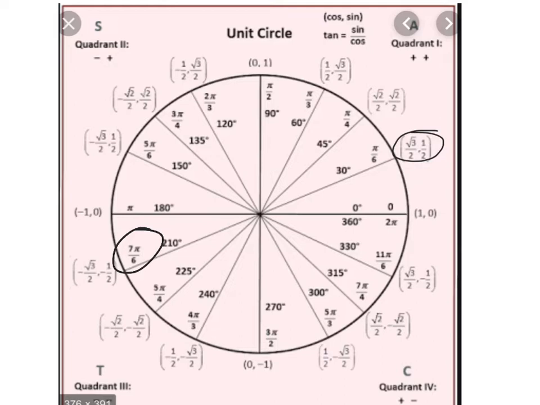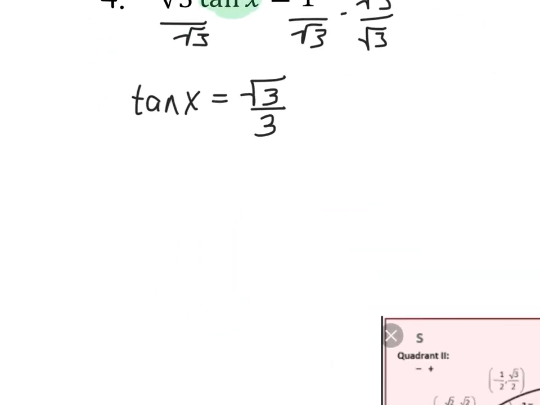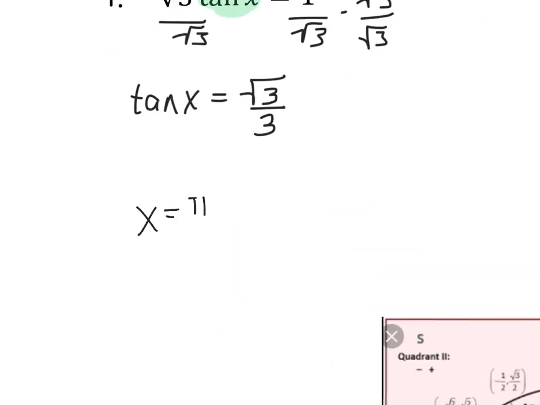Okay, so then I would write x equals pi over 6. And what did you guys say? And 7 pi over 6, right? Since they didn't tell me over one specific interval, and this is tangent, what do I have to write at the end? Plus k pi.